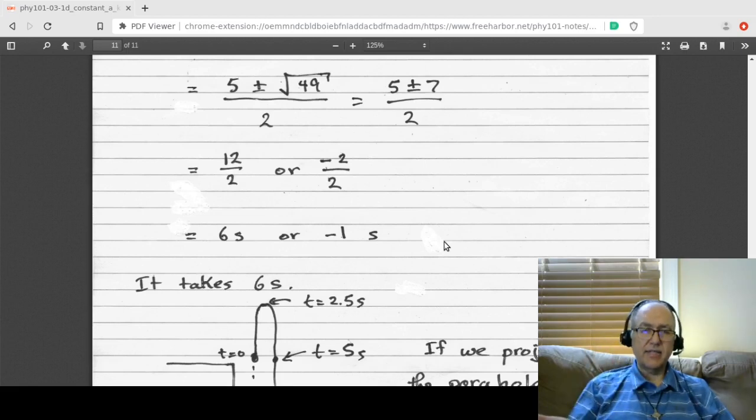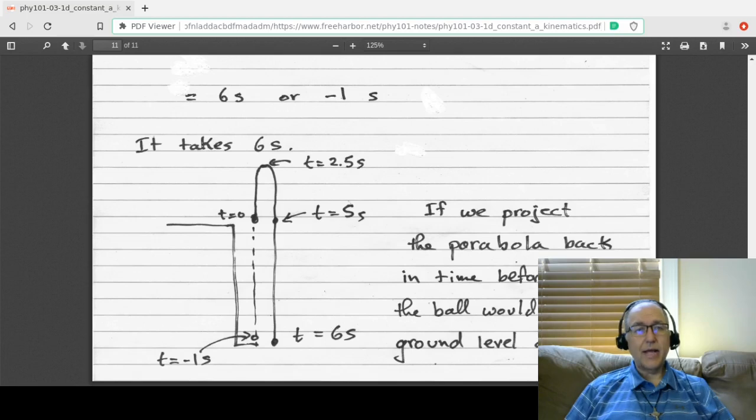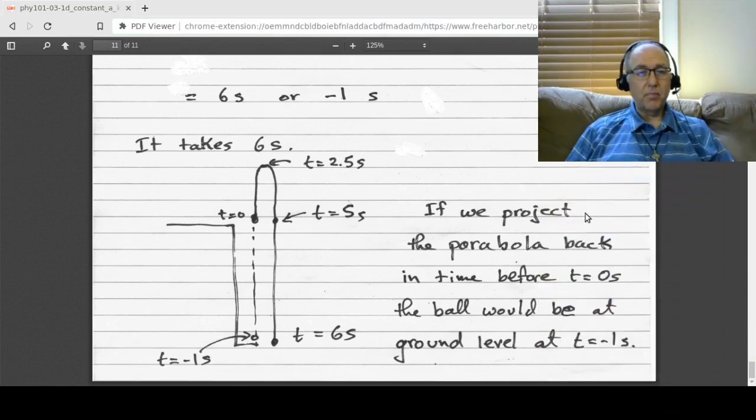Okay, and whenever you get these two solutions, you have to stop and think, what's the interpretation of the 6 seconds? What's the interpretation of the -1 second? It turns out that there's an interpretation to both of them. Okay, the answer that we want to the question is actually going to be 6 seconds, but the -1 has a physical interpretation as well. So let me take a look here and let me move my image up here.